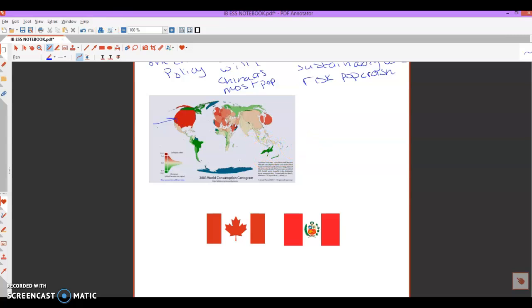All right, so let's remind ourselves what the definition of ecological footprint means. So an EF, ecological footprint, is the area of land and water, there's my H2O, required to support a population's standard of living.